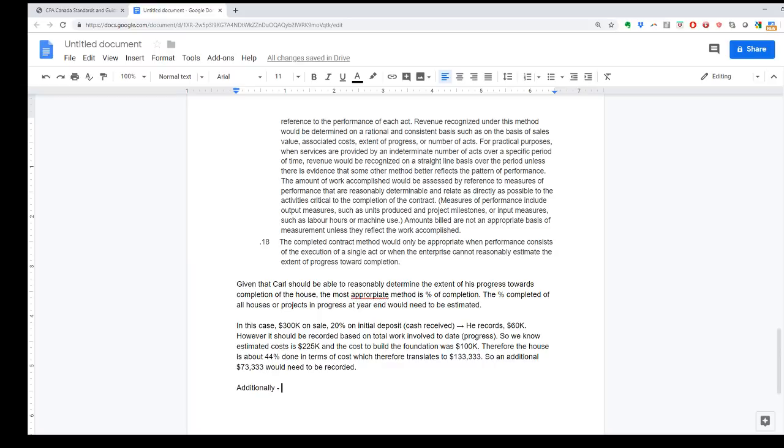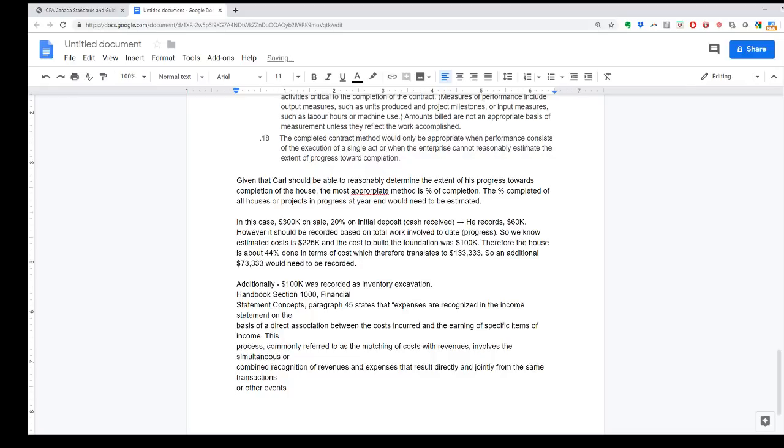Additionally, you guys remember there was the $100,000 recorded as inventory for excavation. And so again, I'm just taking the guidance, and therefore the 100K related to the foundation is associated with 133,333 in recognized revenue and should be removed from inventory and expenses.